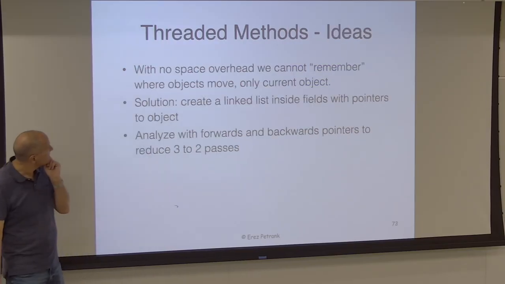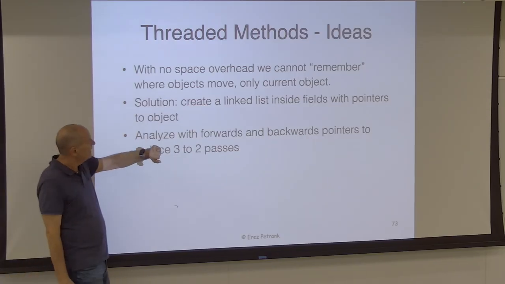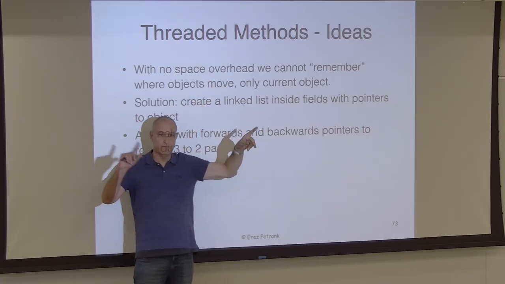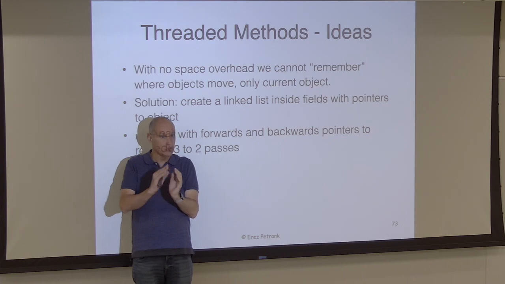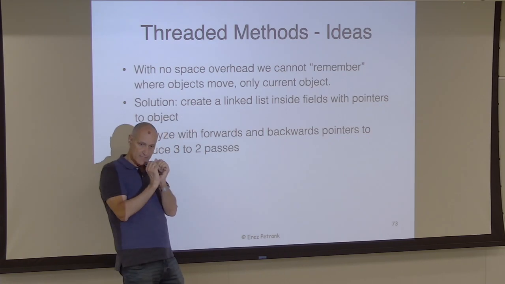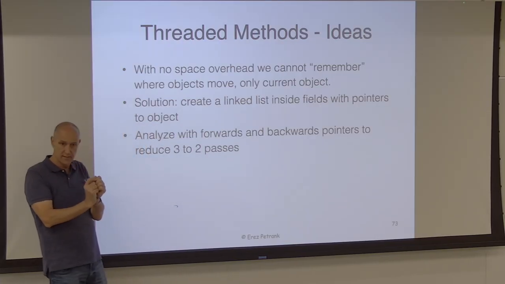So this is pointing out the ideas. If we have no space overhead, we cannot remember. So when we come to an object, we only know where it moves. We don't know where other objects move. So we have to stick to using the information of where it moves only when we see it.